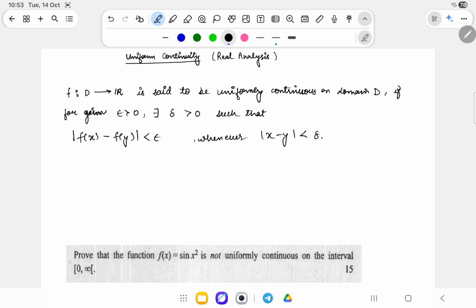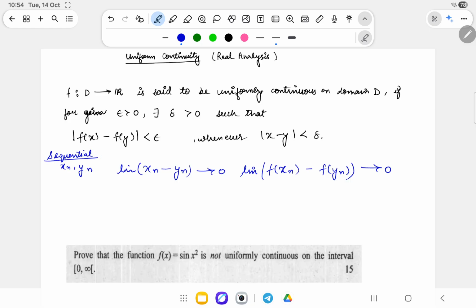The sequential criterion of uniform continuity says that if xn, yn are two sequences such that the limit of xn minus yn approaches 0, then the function f from domain D to R is said to be uniformly continuous if the limit of f(xn) minus f(yn) also approaches 0. This is the sequential definition.